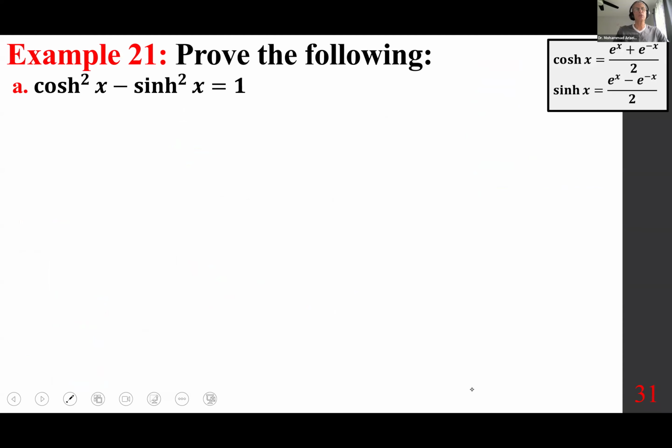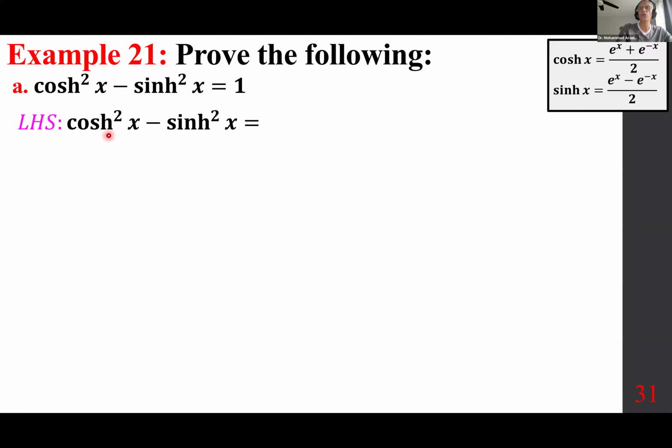Now, let's look at some of the proofs. For example, cosh squared minus sinh squared equals 1. We want to prove that, and I'm going to remind you that, for example, we looked at trigonometric identities. To prove them, we would start from one side, normally the one which is more complicated. In this case, clearly, the left-hand side is the more complicated side. And we go with the definition.